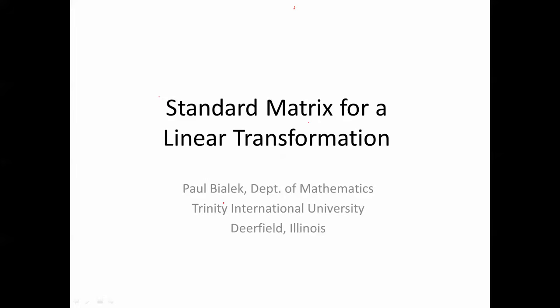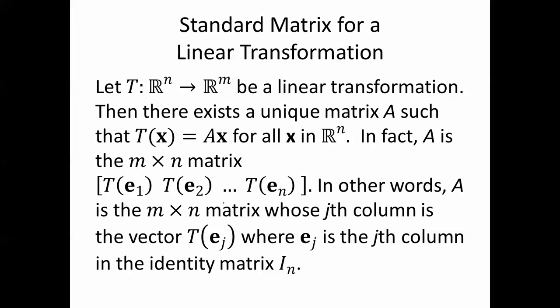Let's look at the standard matrix for a linear transformation. Let T from Rn to Rm be a linear transformation. Then there exists a unique matrix A such that T of x equals Ax for all x in Rn. In fact, A is the m by n matrix. Holy cow, this is getting complicated, but you'll be fine. A is the m by n matrix T of E1, T of E2, and so on.